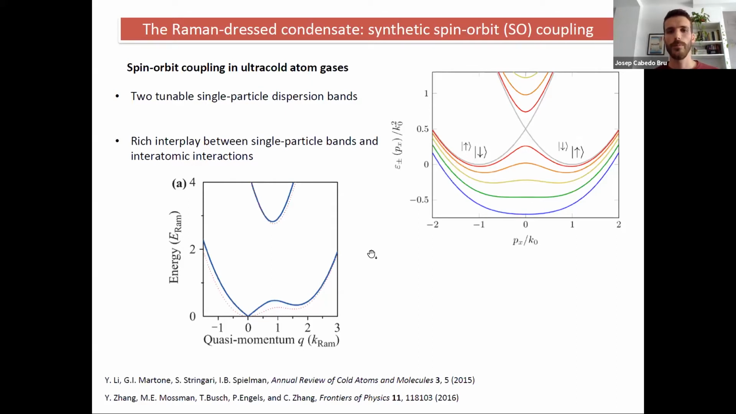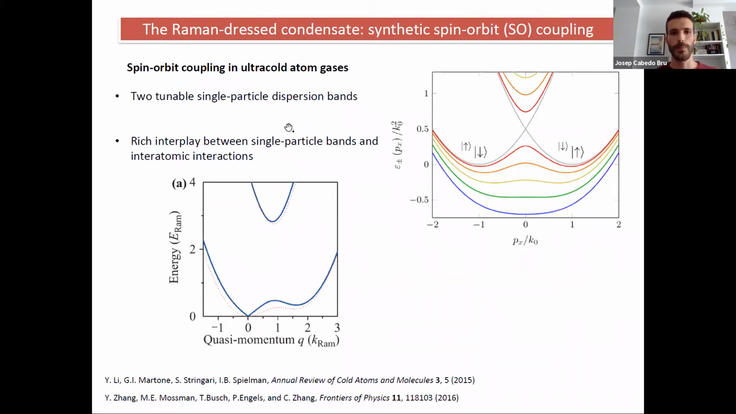But perhaps more importantly, compared to spin-orbit coupling in intrinsic materials, here we can realize this effect in ultra-cold gases that are of bosonic nature. So this means that we can access, for instance, superfluid phases that have spin-orbit coupling, and these have no analog in condensed matter physics. And so they have attracted a lot of attention.